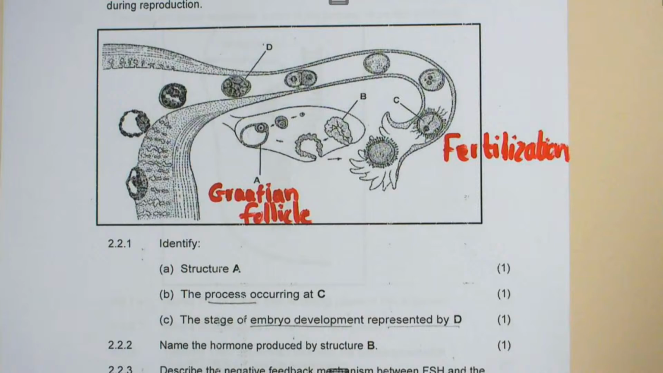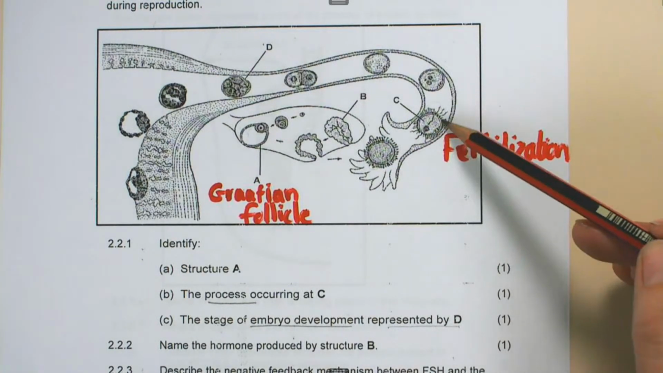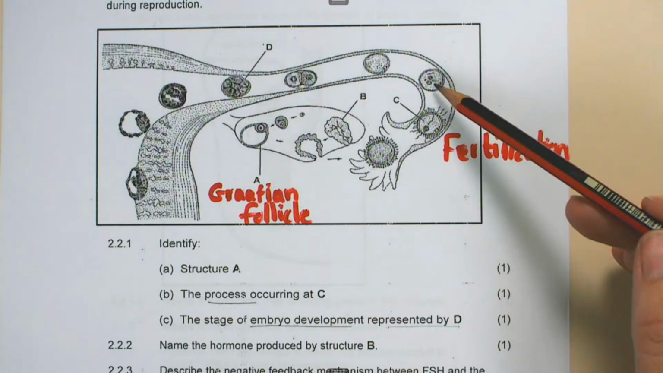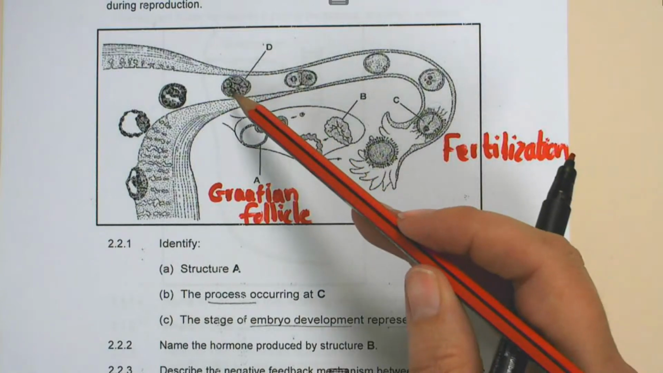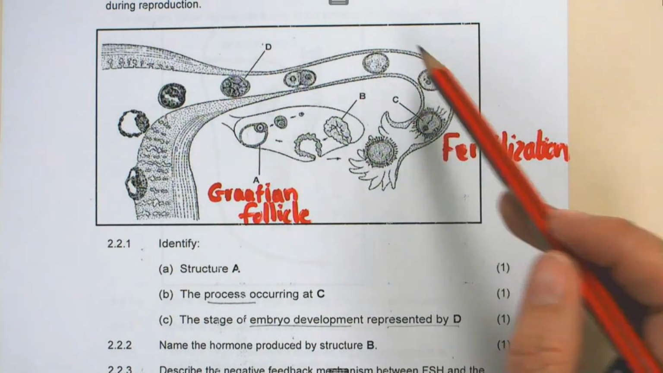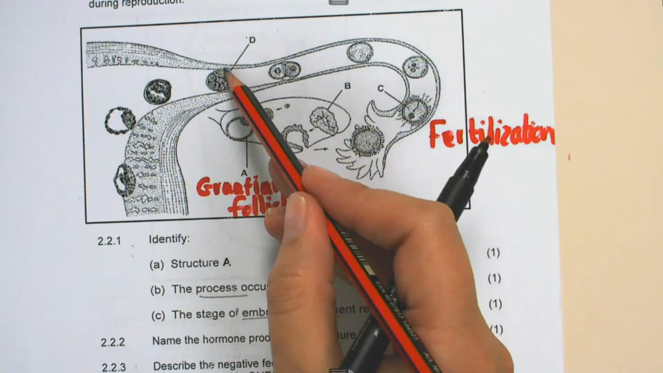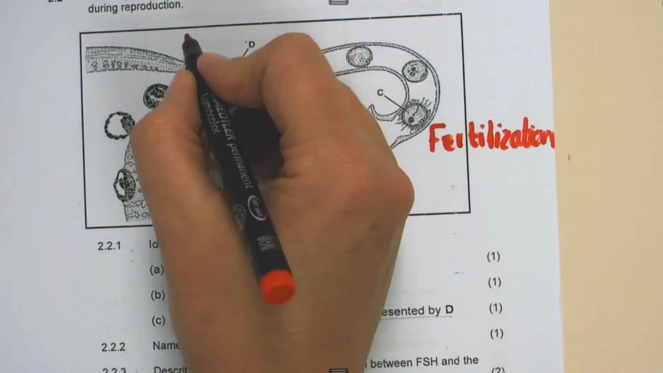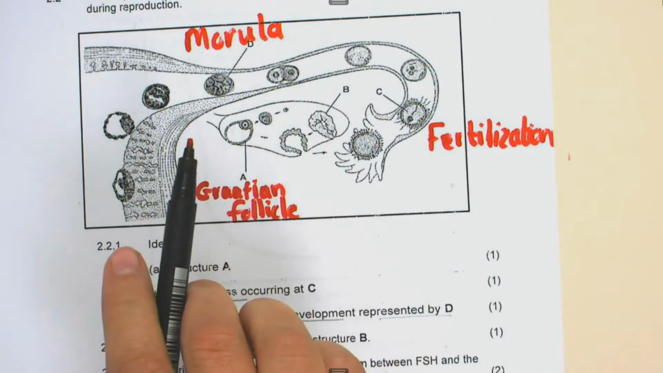Next, the stage of embryo development, represented by number D. So we all know we have the ovum. It will be fertilized by the sperm. We will have the zygote. The zygote will develop more through meiosis. Oh, now I'm lying. Through mitosis. And then we will get to this structure here, and that structure we will identify as the morula. That would be number D.